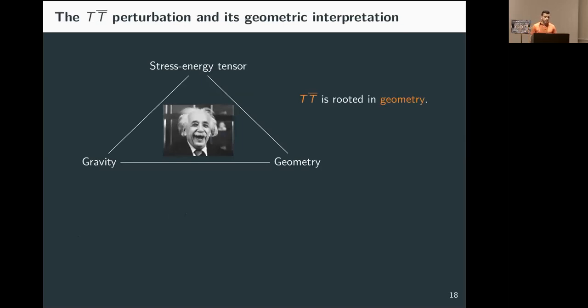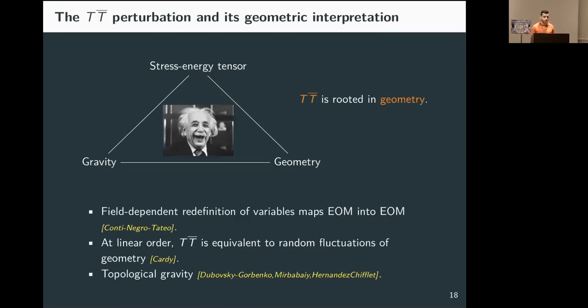Also, we all know very well this famous triangle of relations that makes Einstein happy, which connects the stress energy tensor, geometry, and gravity. So we are building our operator out of the stress energy tensor, so we can imagine that it has something to do with gravity and geometry. But for TT-bar, we can make this connection very precise, very explicit.